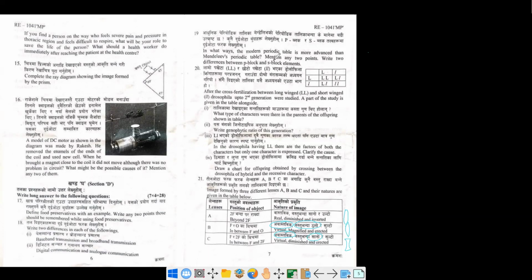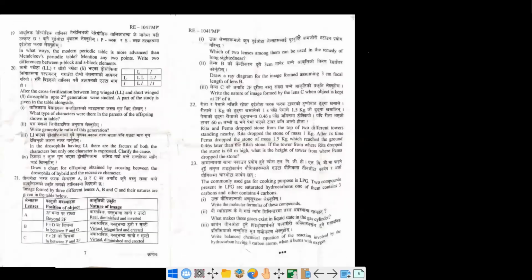So we know this information. So based on this information, we have to answer the question. So A is convex, B is also convex, and C is concave. Okay, let us move on to another frame for the questions. Okay, so here are the questions.